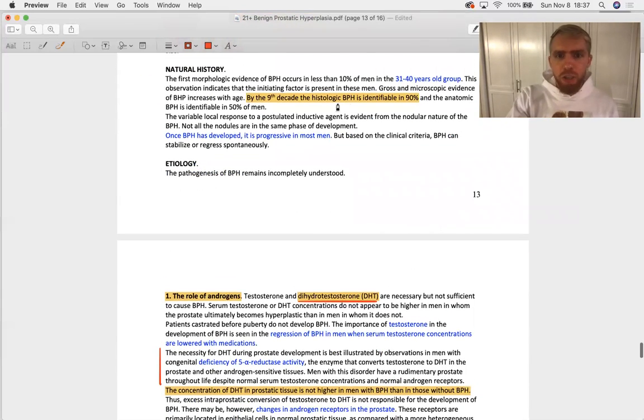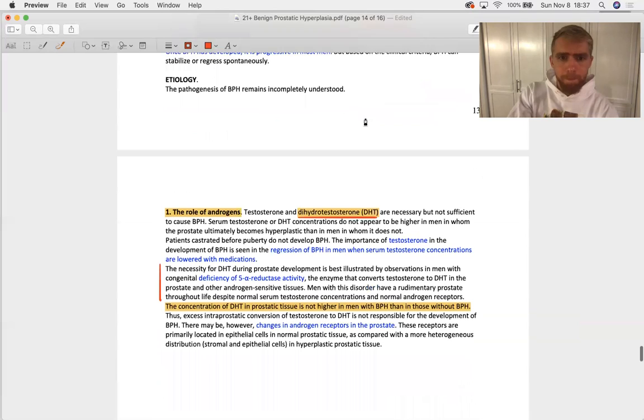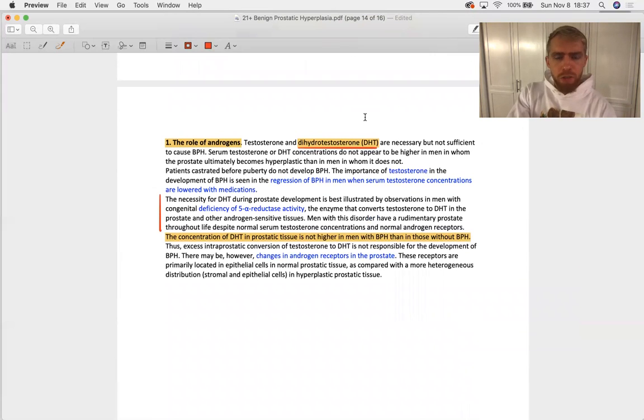So BPH is going to hit almost every male on the planet if you live long enough. And again, the diagnosis is super easy. The question is, what do you do about it? You throw an alpha blocker at them. Androgens is really a discussion for prostate cancer.